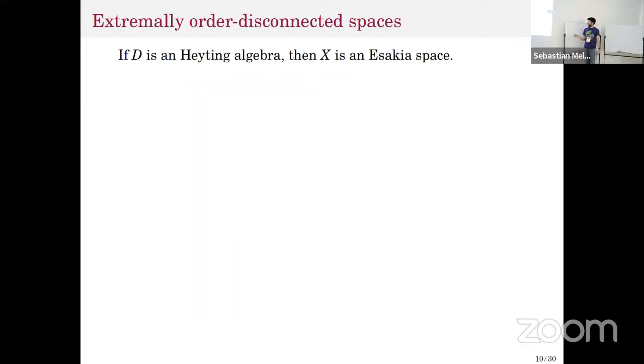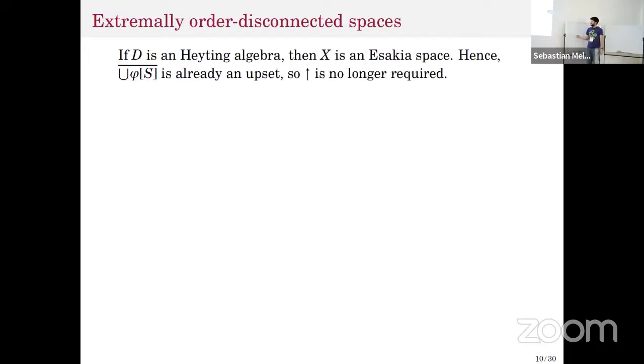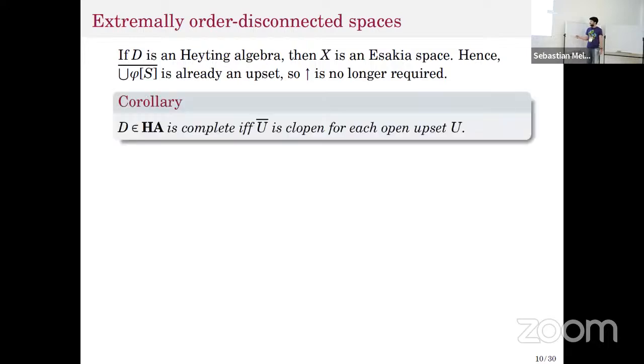In this situation for Heyting algebras, it's a bit easier because remember the closure of an open upset is already an upset. So we don't need the upset on the left-hand side anymore. So our corollary is that if you have a Heyting algebra, it's going to be complete if this closure is clopen for each open upset. And we don't need this extra upset here anymore. So that simplifies the condition.